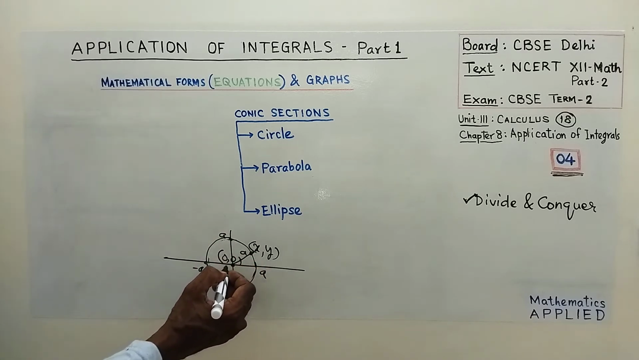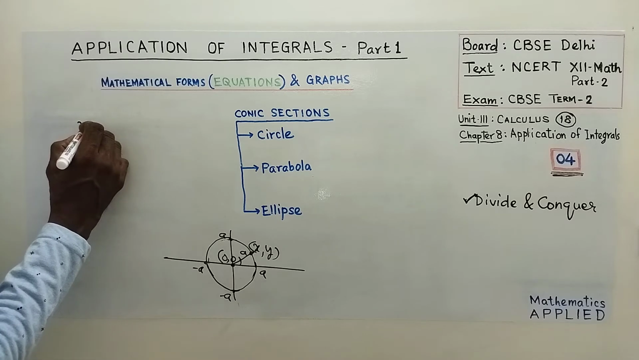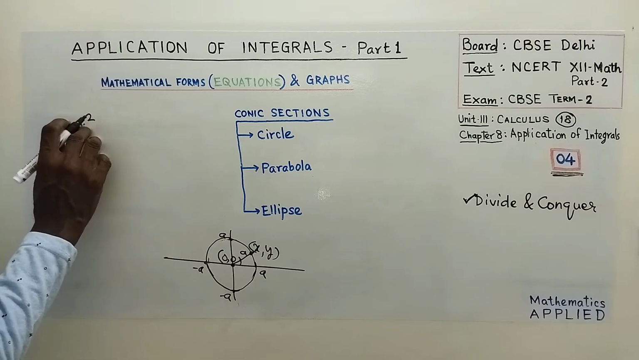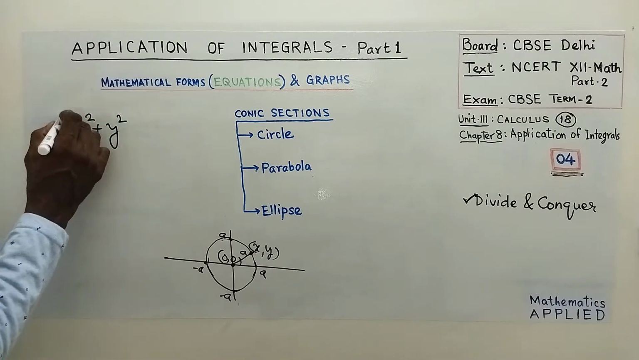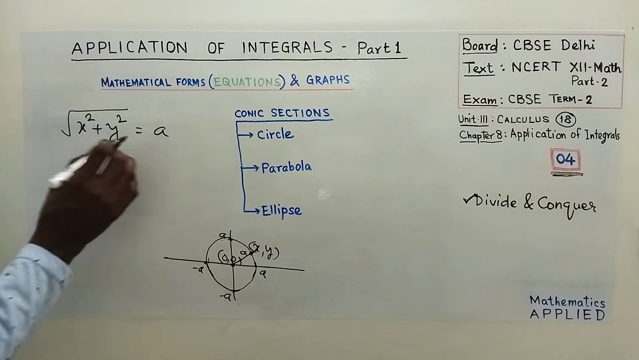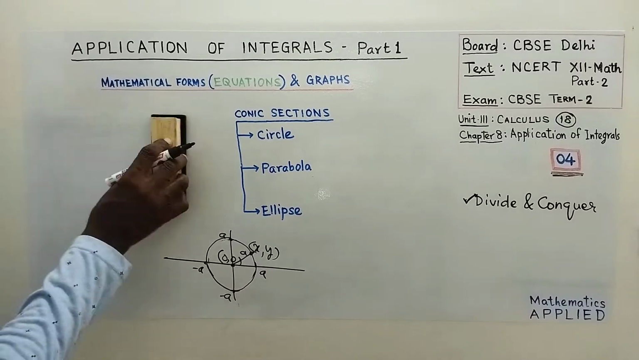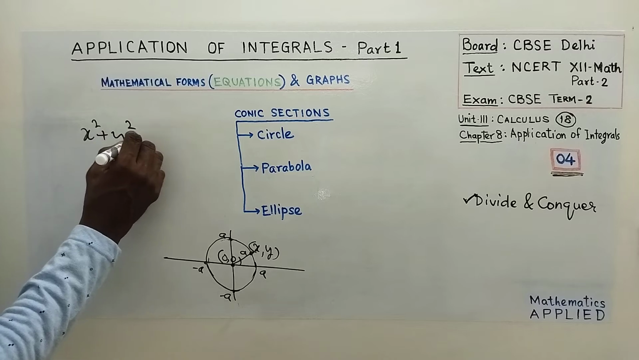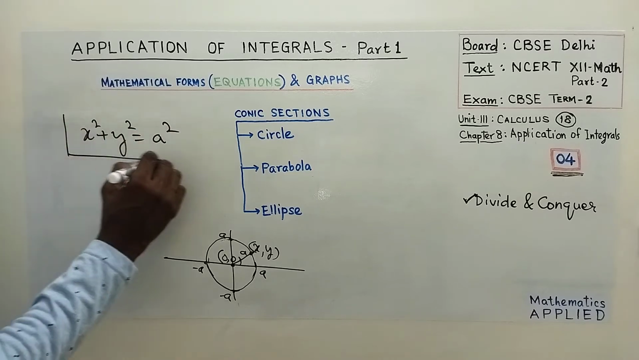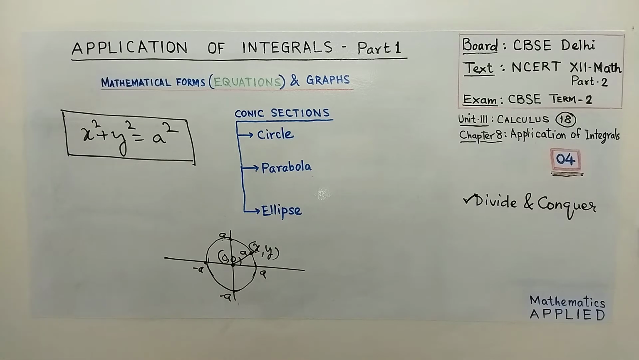So the distance between these 2 points is the root of (x minus 0) whole square plus (y minus 0) whole square, which is root over x square plus y square, and this is equal to a. This is the fact for this circle. So we square both sides and we get the equation for the circle: x square plus y square equals a square. This is the circle that will be given to you all the time.